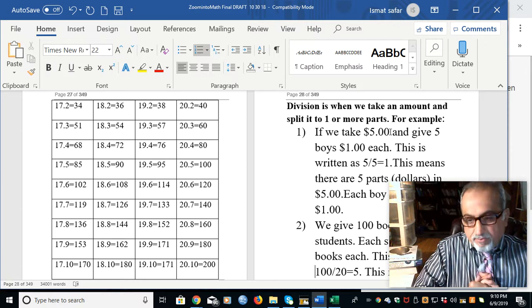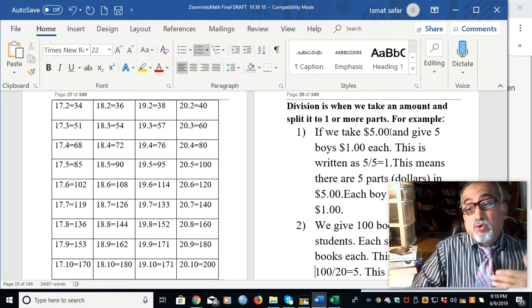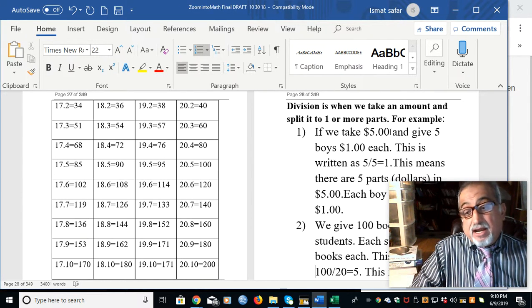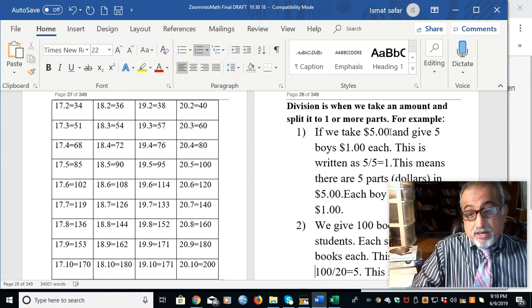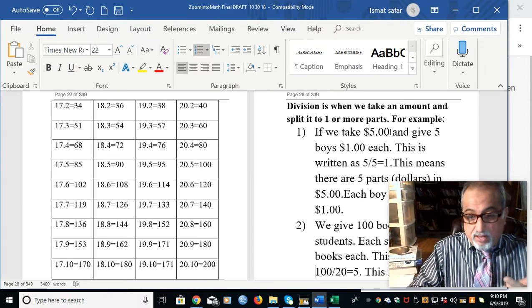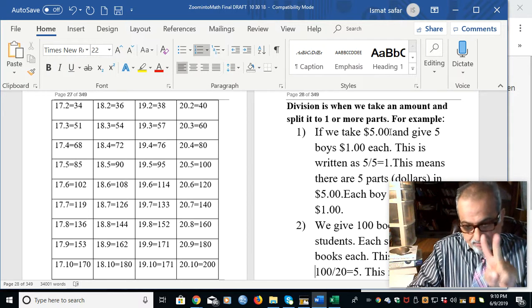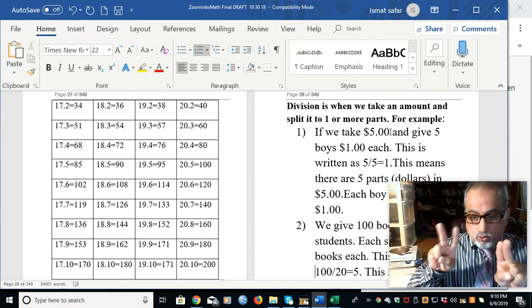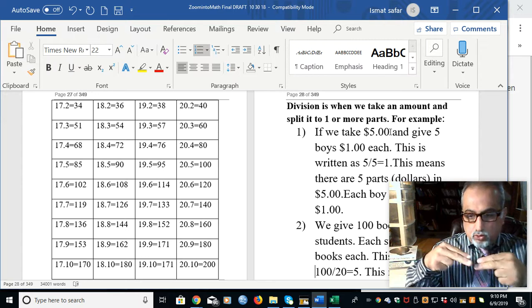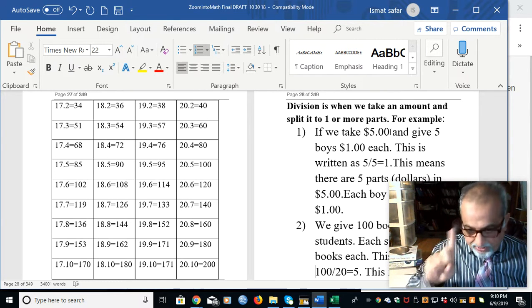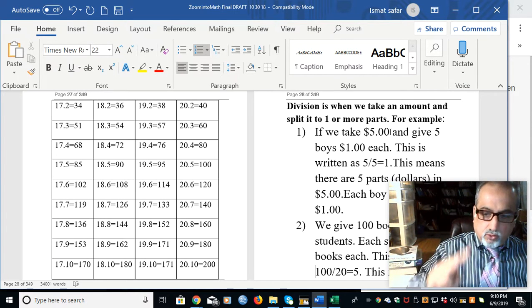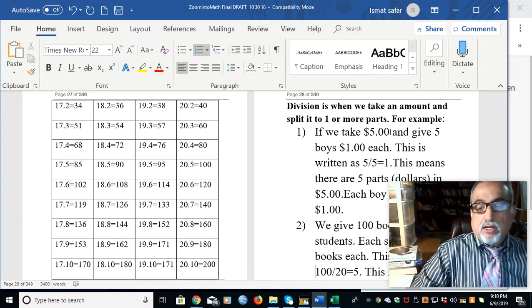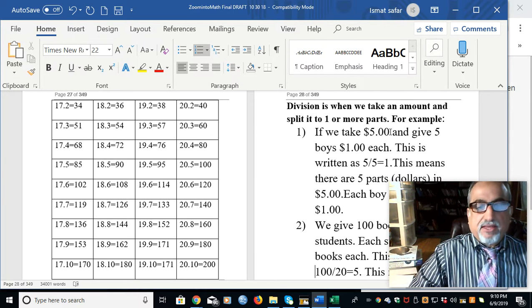If we have 2 apples and we want to give them to your sister and your brother, or to your mom and dad, your mom will have 1 apple and your dad will have 1 apple, right? So we have 2 apples going to 2 people. So 2 over 2 becomes 1. 2 divided by 2 is 1. And that is division.